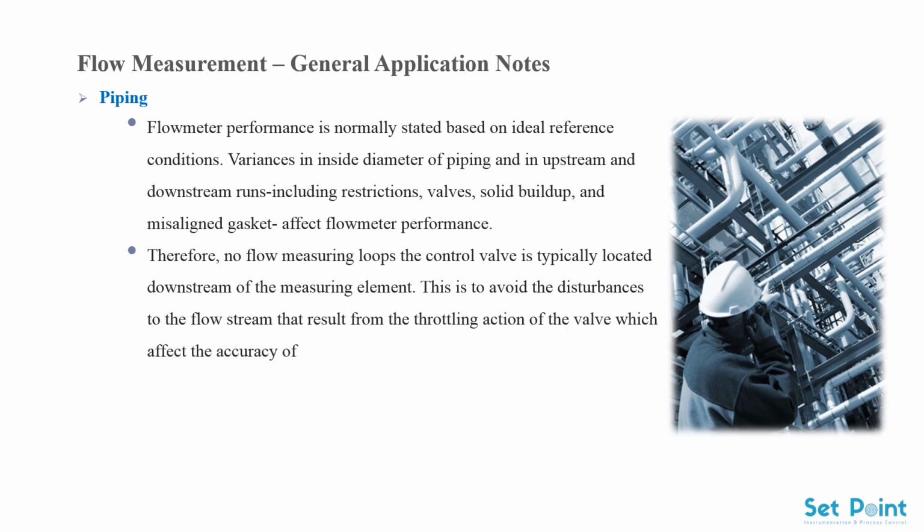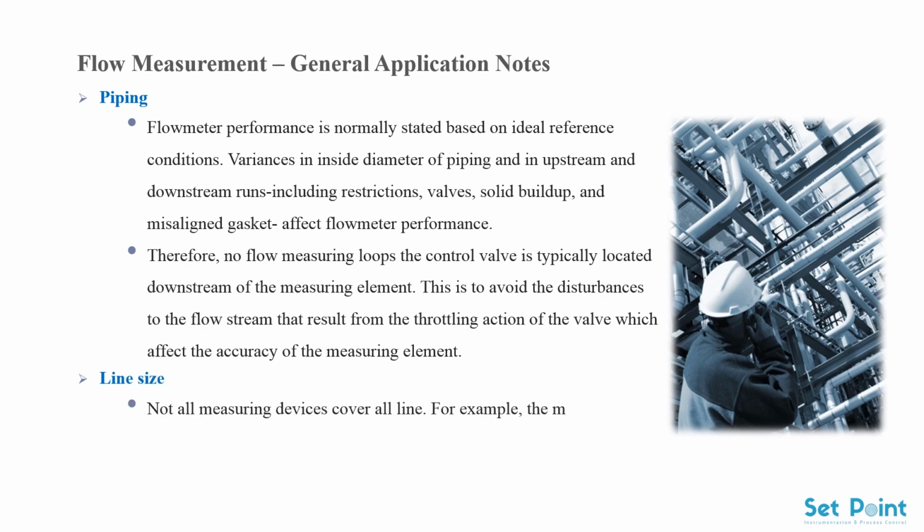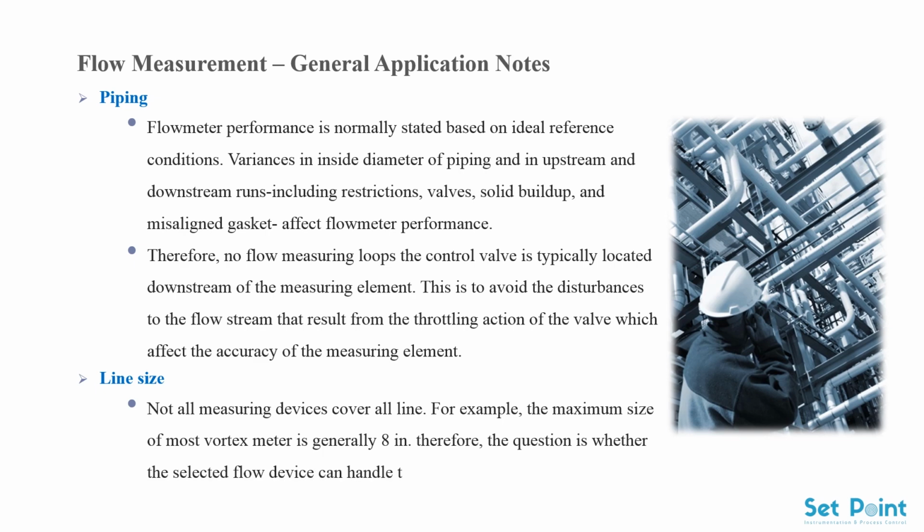Line size. Not all measuring devices cover all line sizes. For example, the maximum size of most vortex meters is generally 8 inches. Therefore, the question is whether the selected flow device can handle the line size and required flow.